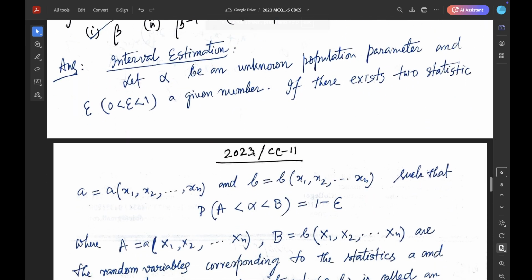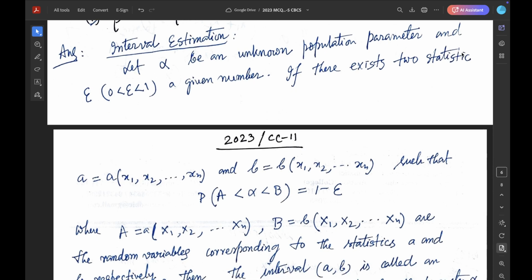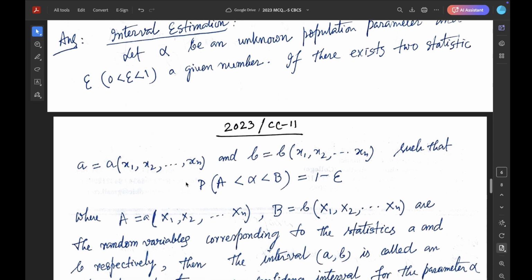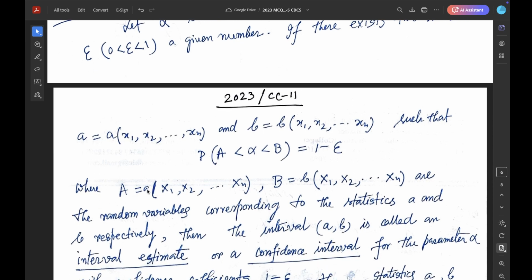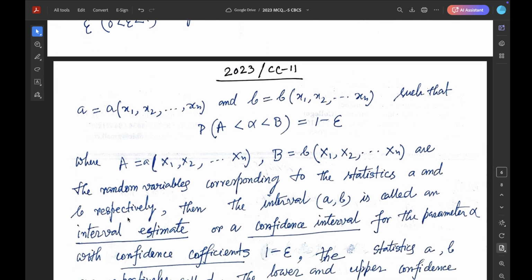Now we have the knowledge of interval estimation. Let alpha be an unknown population parameter and epsilon, 0 less than epsilon less than 1, be a given number. If there exist two statistics, A equal to a of X1, X2, ..., Xn, a random sample, and B equal to b of X1, X2, ..., Xn, such that probability of A less than alpha less than B equal to 1 minus epsilon, where capital A and capital B are the random variables corresponding to the statistics A and B respectively.